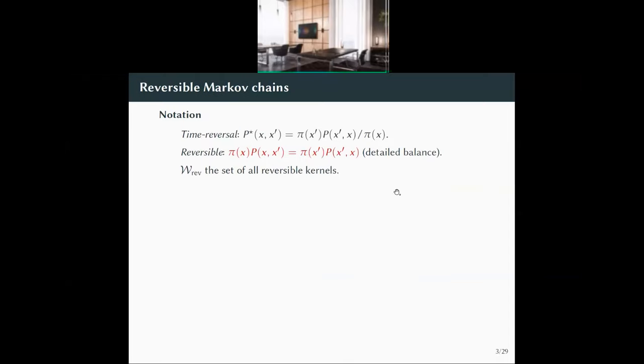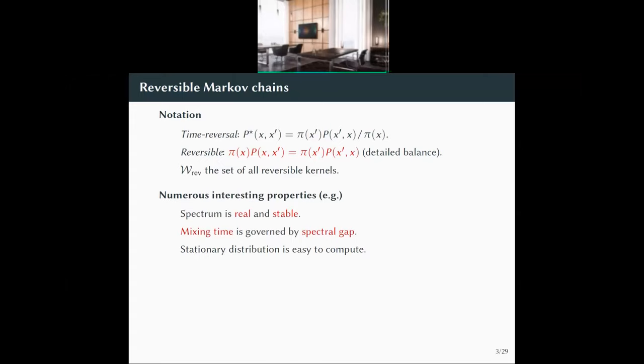Since we'll be dealing with reversible Markov chains, let me introduce some critical concepts. For any P, you can define the time reversal of P, which corresponds to the transition kernel of the observations observed in reverse time. And this will be just given by this expression on the right. The chain will be said reversible if it verifies the detailed balance equation here in red. And W ref will just be the set of all reversible kernels for us.